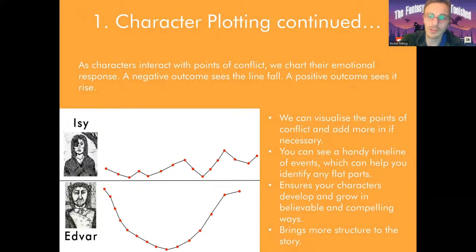So these little red dots are the points of conflict, and Izzy overcomes these points of conflict, and learns and grows as a result. When the line rises, obviously things go wrong, but generally, her line is one of growth. And yeah, that's Izzy's story.